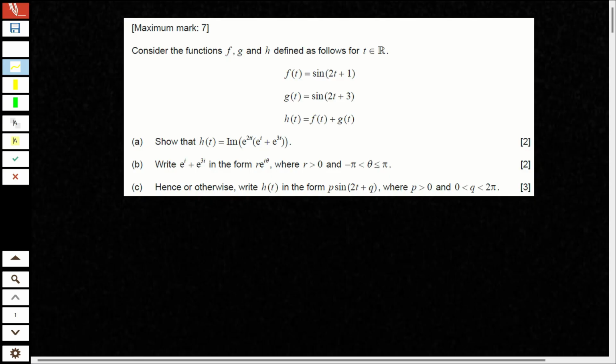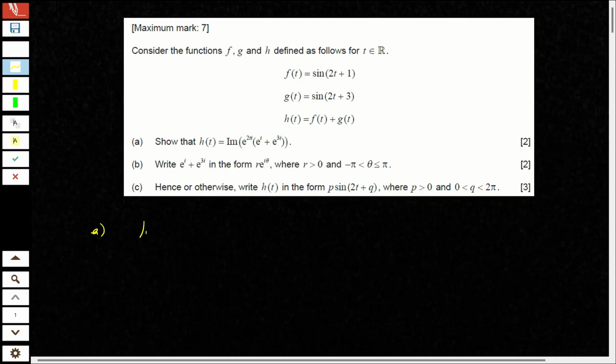Consider the functions f, g, and h defined as follows. For t a real number, f of t equals sine of 2t plus 1, g of t equals sine of 2t plus 3, and h of t equals f of t plus g of t. Show that h of t equals the imaginary part of this expression.